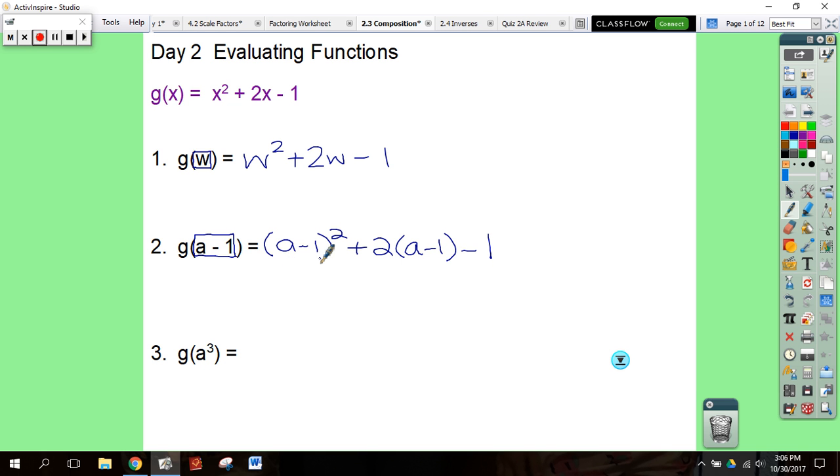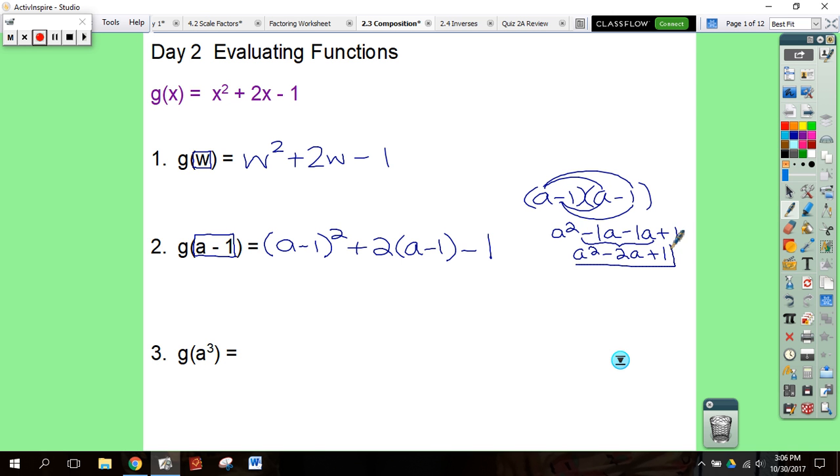And then we have to expand these pieces right here and then combine all of our like terms. So if we do a minus 1 squared, remember that that is the same thing as a minus 1 times a minus 1. And we have to distribute both the a and the negative 1. So if we take a times a, we get a squared. A times negative 1 is negative 1a. And now we distribute the negative 1, so negative 1 times a is negative 1a, and negative 1 times negative 1 is positive 1. So when we combine our like terms together, we get a squared minus 2a plus 1.